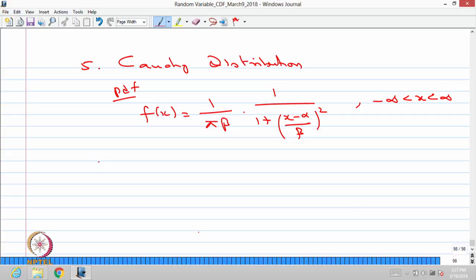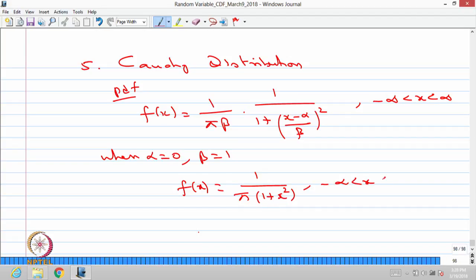Sometimes we see the special case, that is when alpha is equal to 0 and beta is equal to 1, then the probability density function is of the form 1 divided by pi times 1 plus x square. So, this is the standard Cauchy distribution.